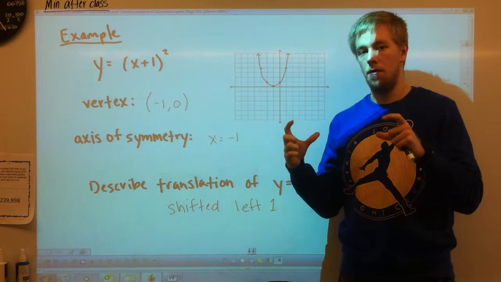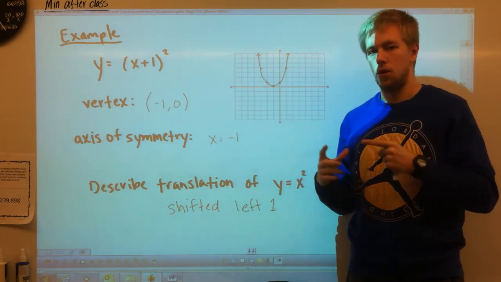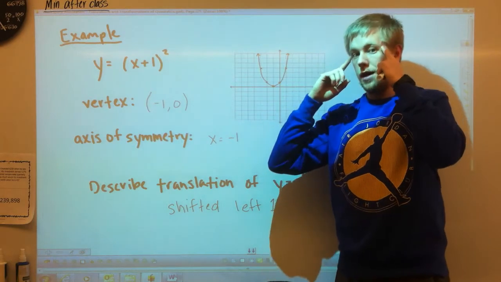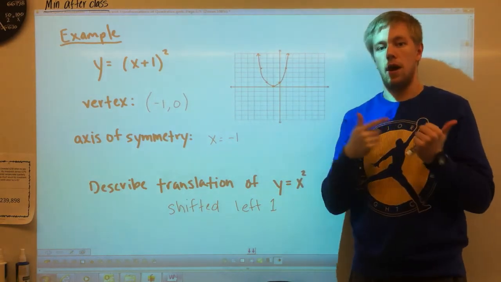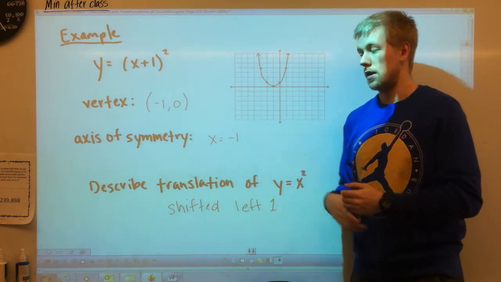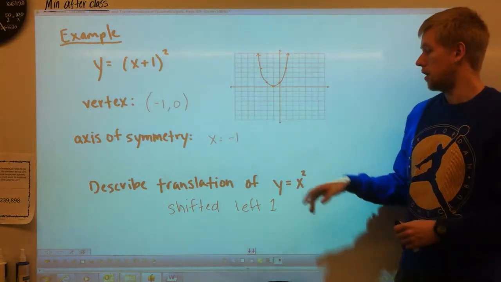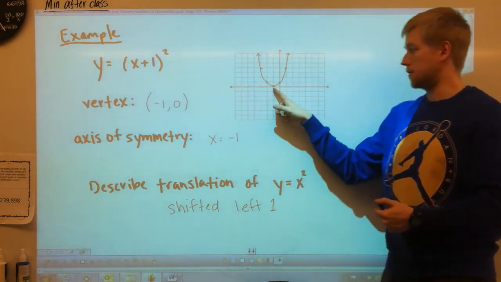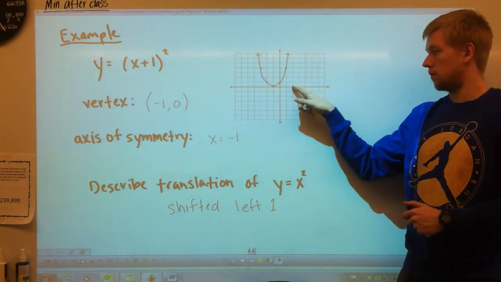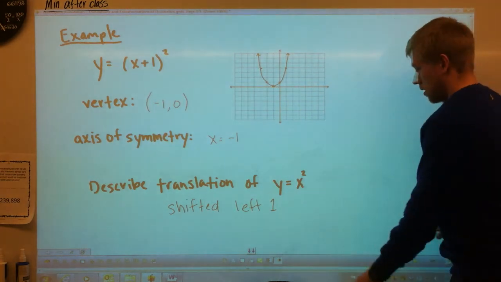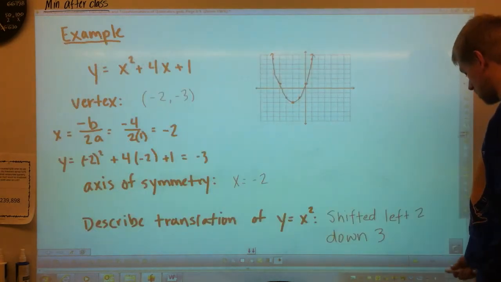When things are in parentheses, it is the opposite of what you may think. Because this is x plus 1, your brain might think that it's being shifted to the right one time. But because it's in parentheses, it's actually being shifted to the left. And you can see that here in the graph. You type this in y equals on your graphing calculator, your graph is going to look like this. It's not going to shift to the right, it's going to shift to the left one time. Okay, so that is another example.